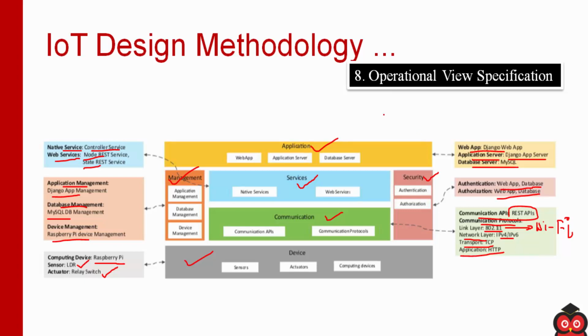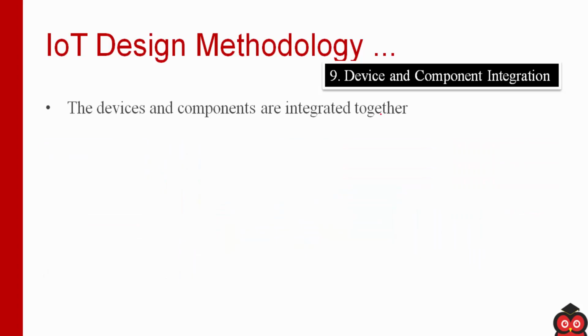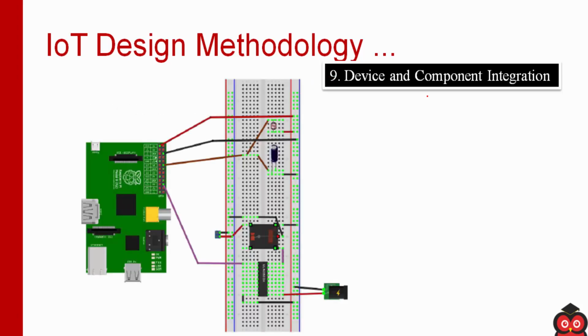So this is the operational view specification. At this step, what we are essentially doing is, for all the functional groups, we are choosing different technologies, right? Okay, and step 9 is device and component integration. Now you have chosen the devices, Raspberry Pi, and you have chosen the components. Now you have to just integrate them, that is, put together like this.